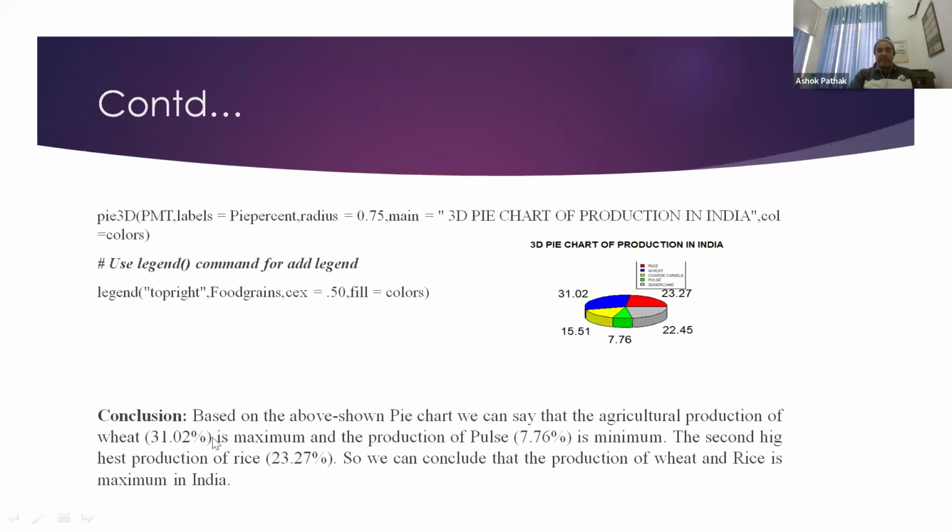So what is the information? Based on the above pie chart, we can say that the agriculture production of wheat is 31.02%. This is the maximum, and production of pulse is 7.76%. This is the minimum production. So out of the big complex data, you can at least categorize which is the maximum contributing and which is the least. The second highest production is rice, 23.27%. So on the basis of this chart, we can at least get the basic information about the data.